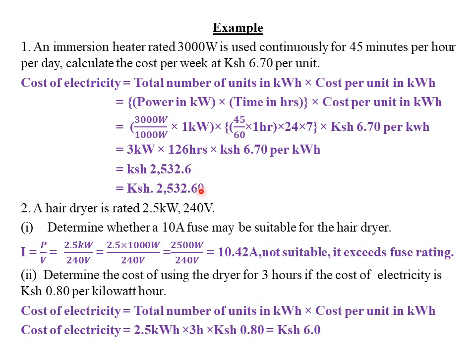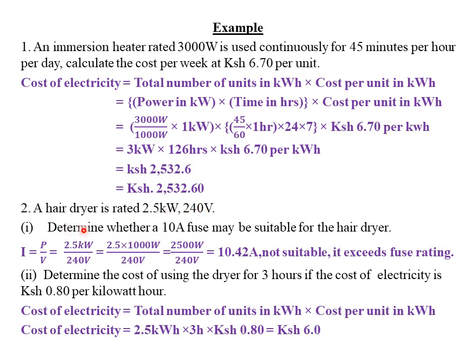So that is the cost for operating that particular heater if it is operated for 45 minutes per hour per day for 1 week, which has 7 days. Then our second example reads that a hair dryer is rated at 2.5 kilowatt, 240 volts.